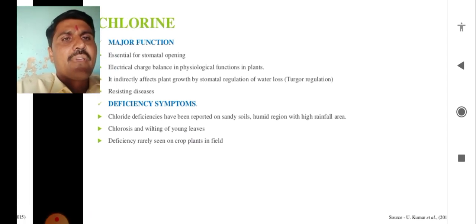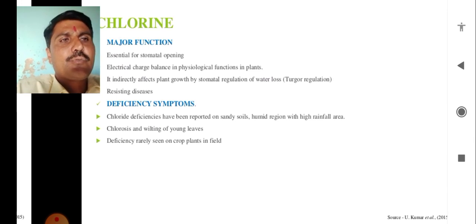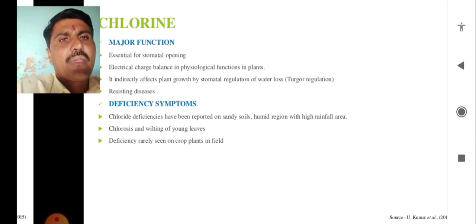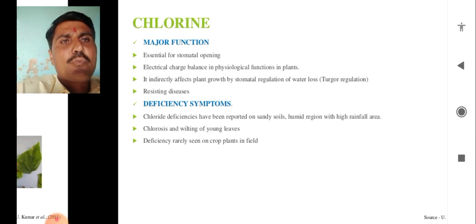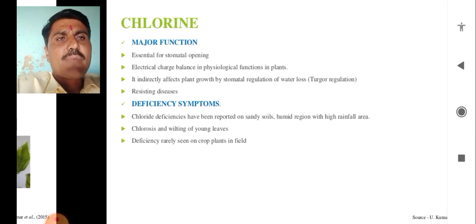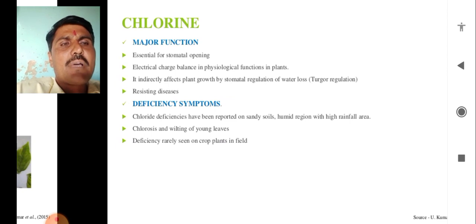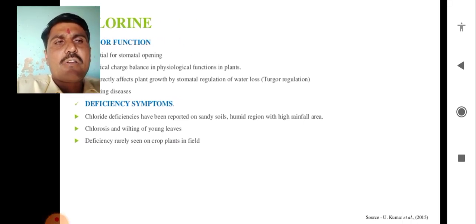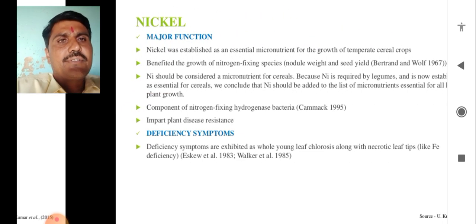Chlorine too. Deficiency of chlorine has been reported on sandy soils, in humid regions, and in high rainfall areas. Chlorosis and wilting of young leaves; deficiency is rarely seen on crop plants in fields. Stomatal opening is essential for the major functioning of chlorine, electrical charge balance, and physiological functions in plants, and it indirectly affects plant growth by stomatal regulation of water loss, that is turgor regulation, and resisting disease.